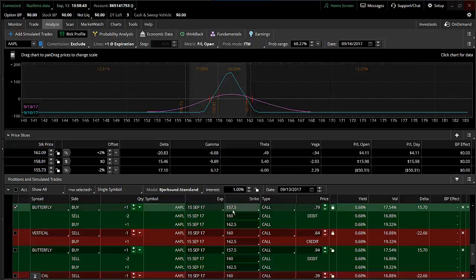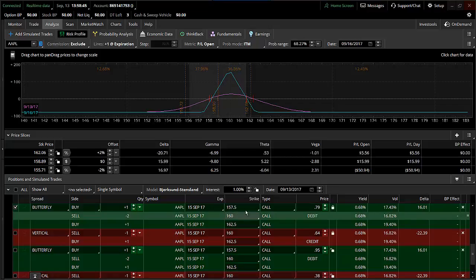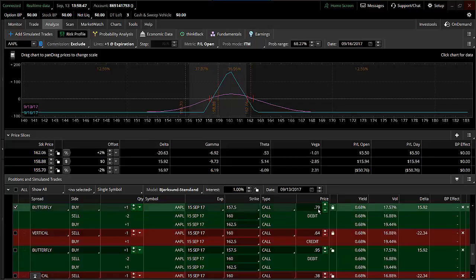So this is what we call a balanced butterfly. It's a $2.50 wide spread. When it was put on for 79 cents. So $79 to the downside is your max risk, $79 to the upside is your max risk. And the max profit is if it goes out at 160, you make over $170.